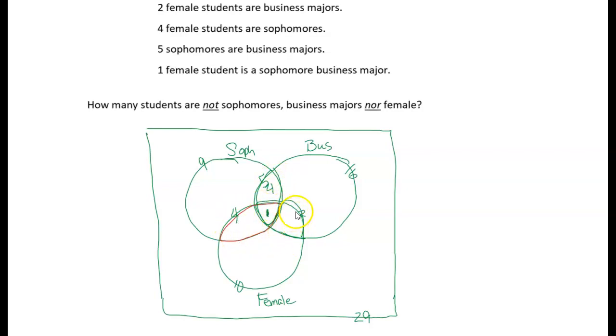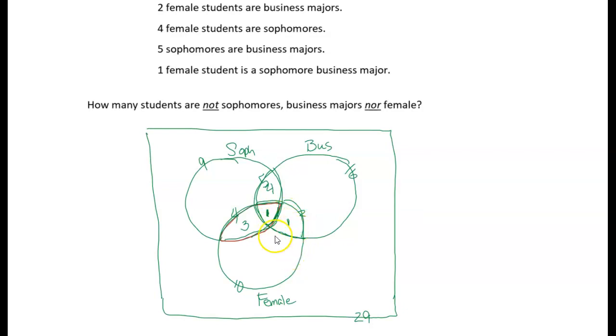So we can just keep working our way around the circle. We had 4 sophomore females. One of them is a business major, so 3 of them are not business majors, because the whole group has to add up to 4. And then finally we had 2 female business majors. One of them is a sophomore, so that means one of them is not.